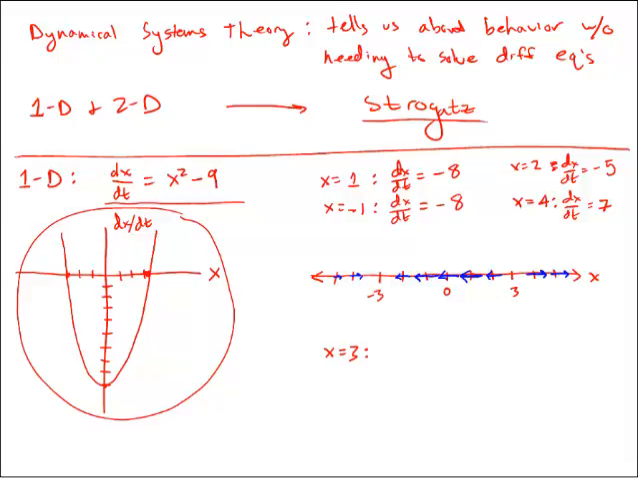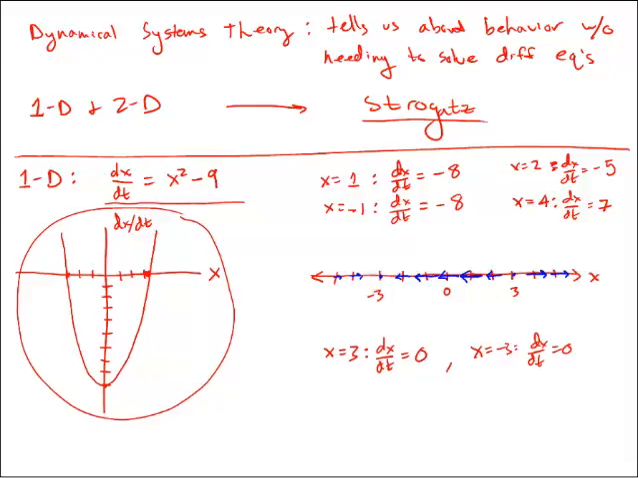Well, 3 squared minus 9 is 0. So here dx/dt is equal to 0. Instead of drawing an arrow, we'll just draw a dot. And what about x equals minus 3? Well, dx/dt equals 0 again. So we'll draw another dot right there. And the point is, now we have a picture of our system.